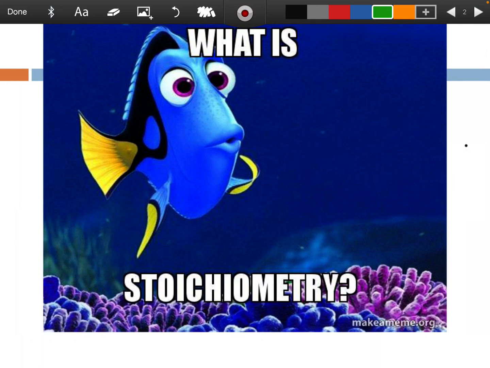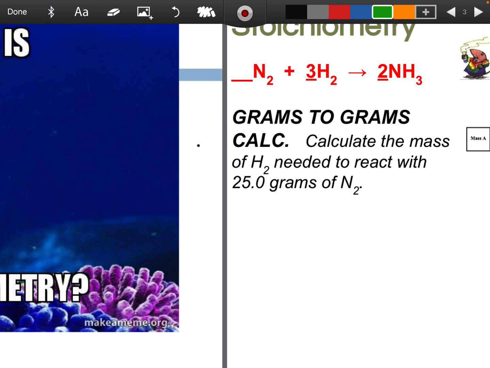So this might be you over the next few days, every day. What is this? What is this? So don't feel bad if you're confused. This is a very difficult concept. But keep in mind the process that we use for stoichiometry is the same as the process that we've been using for mole conversions. So it is new, but it's not entirely new.